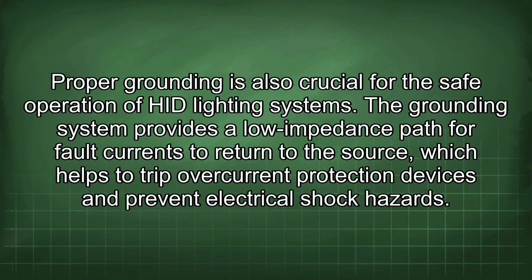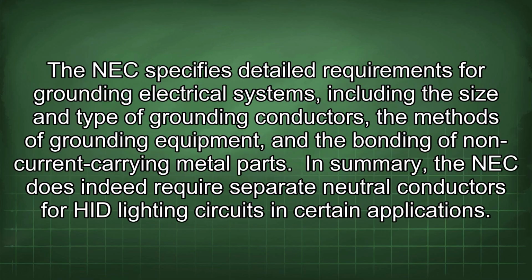The grounding system provides a low impedance path for fault currents to return to the source, which helps to trip overcurrent protection devices and prevent electrical shock hazards. The NEC specifies detailed requirements for grounding electrical systems, including the size and type of grounding conductors, the methods of grounding equipment, and the bonding of non-current carrying metal parts.